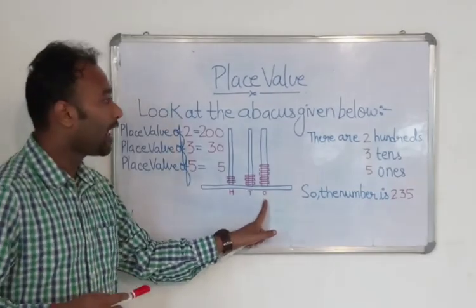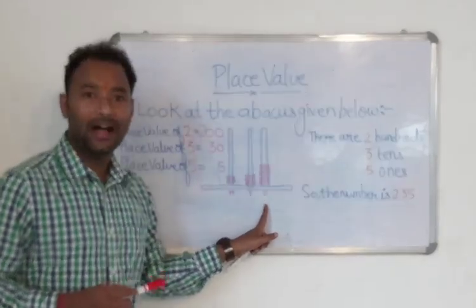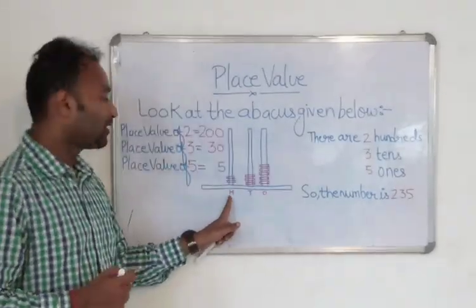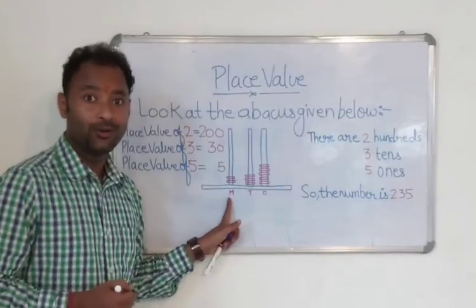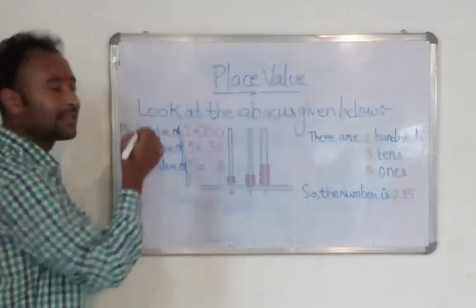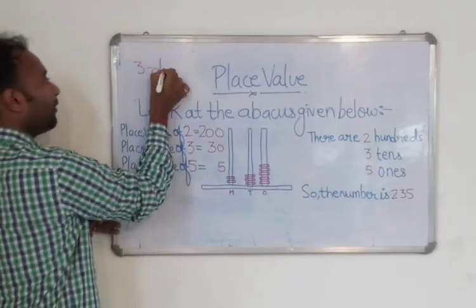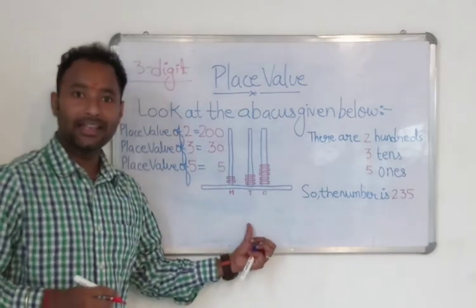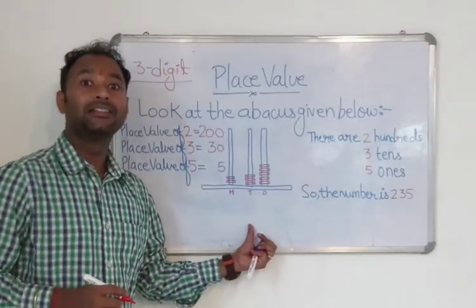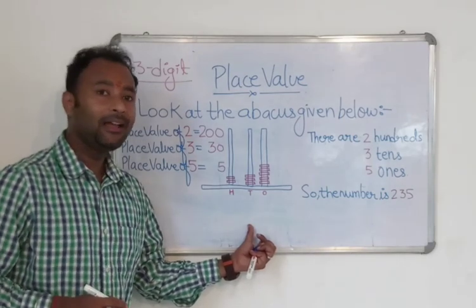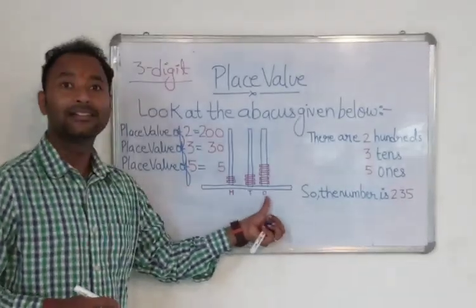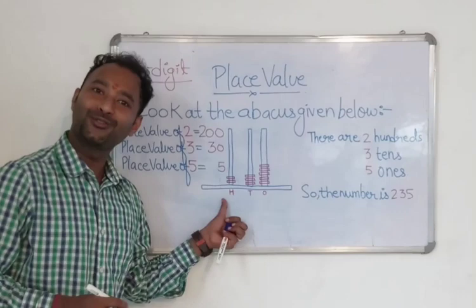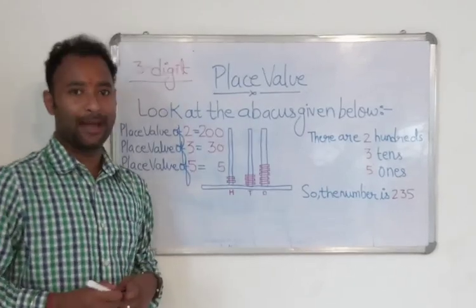Understood, students? So in future, if anyone asks you what comes in ones, what comes in tens and what comes in hundreds, would you be able to answer? Now this whole process we take in the category of 3-digit numbers. In what category are we taking them? We are taking them in the category of 3-digit numbers. Why? Because it has 3 digits: ones, tens and hundreds. Understood, students? Let's take some more examples.